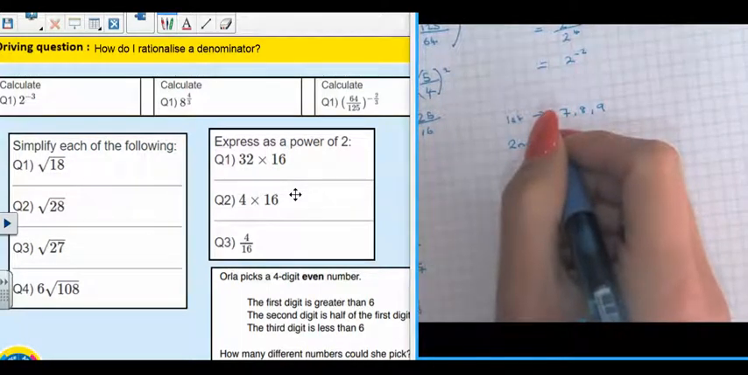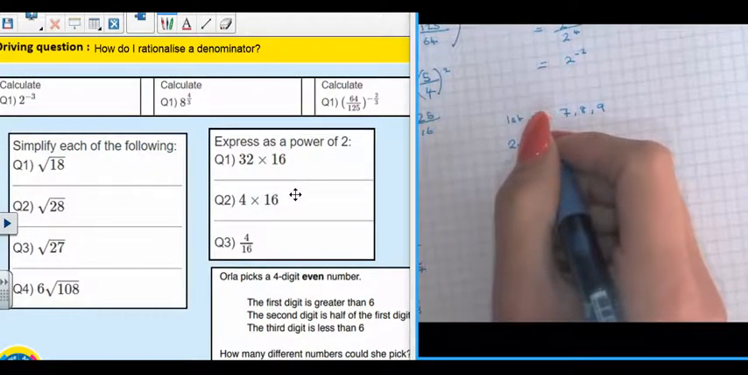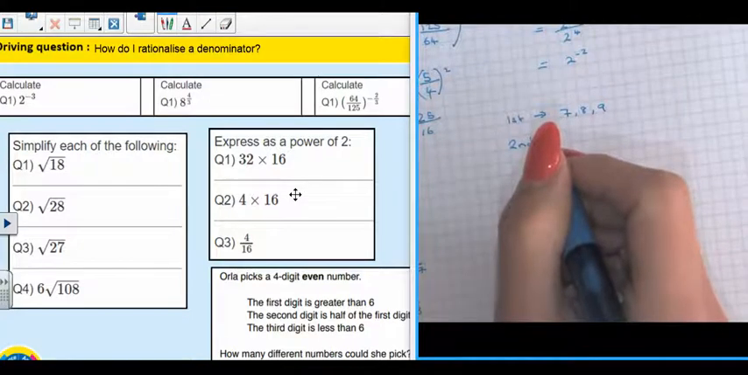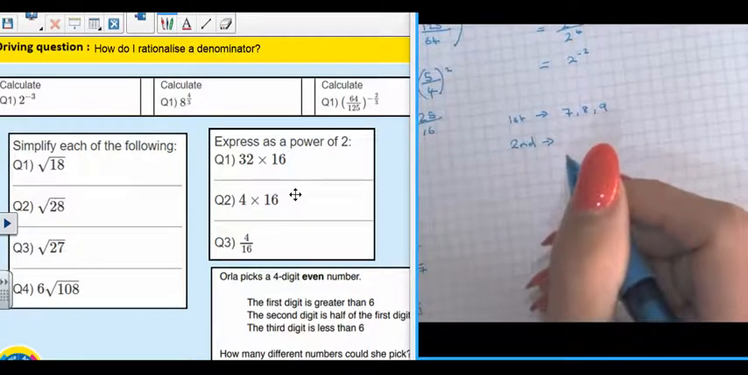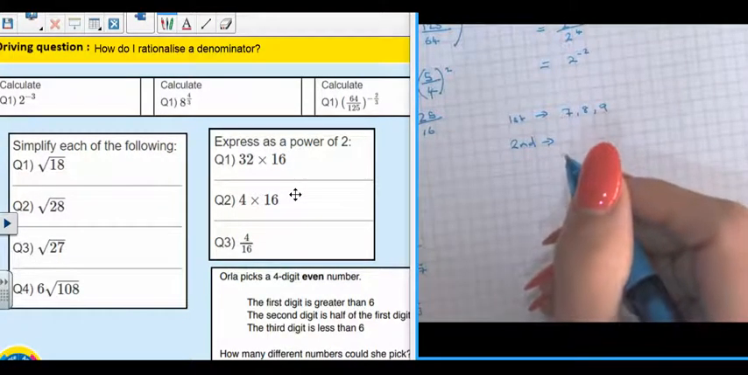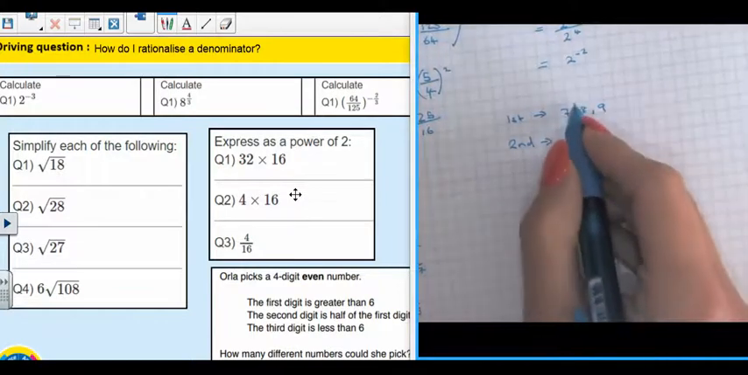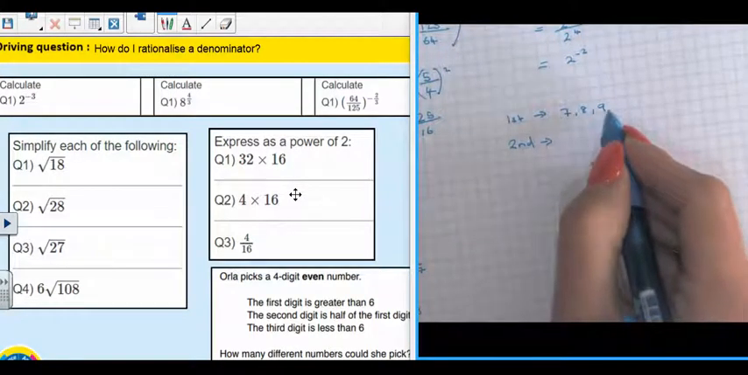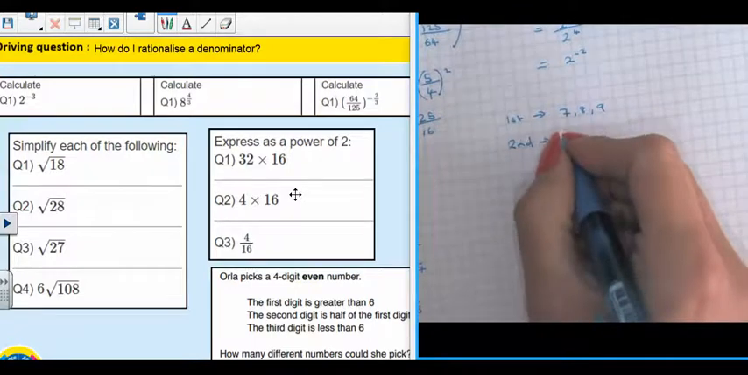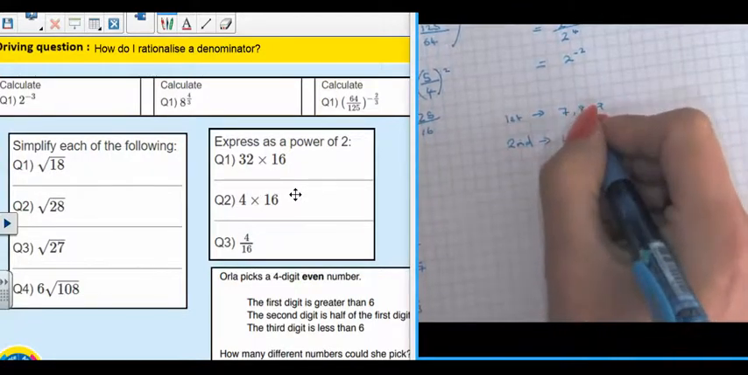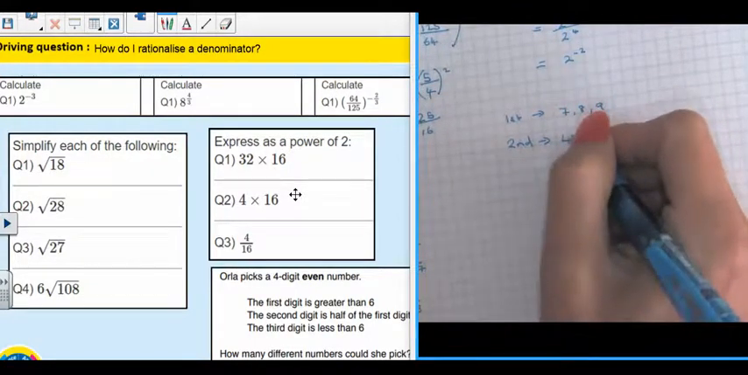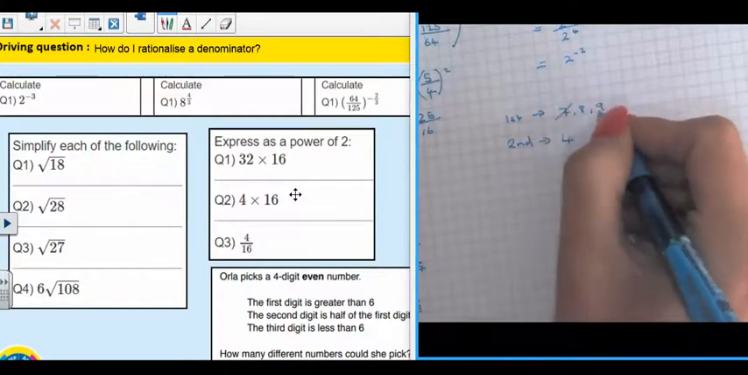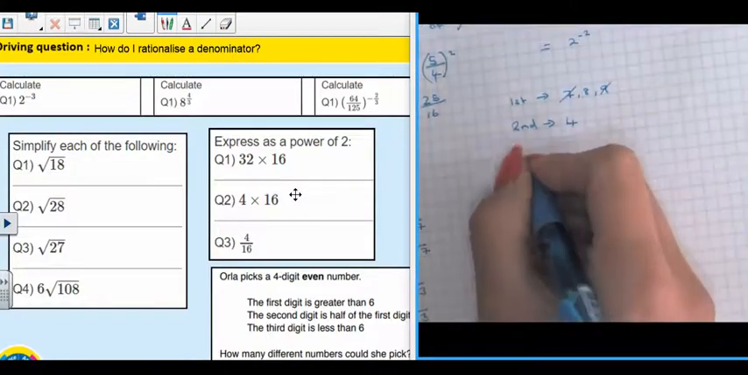Now, obviously this is a digit, it's a number, so it has to be a whole number. So if we halve 7, we get 3.5. If we halve 9, we get a 4.5. The second digit has to be 4, because it can only be a whole number, which means that the first digit has to be 8.